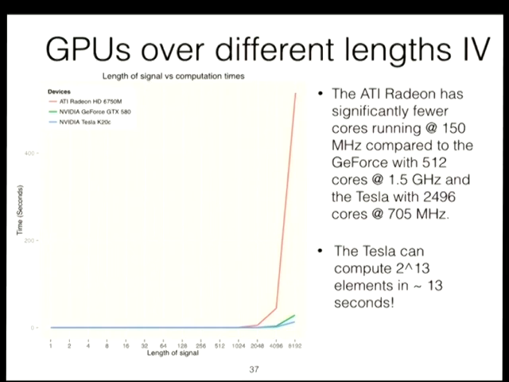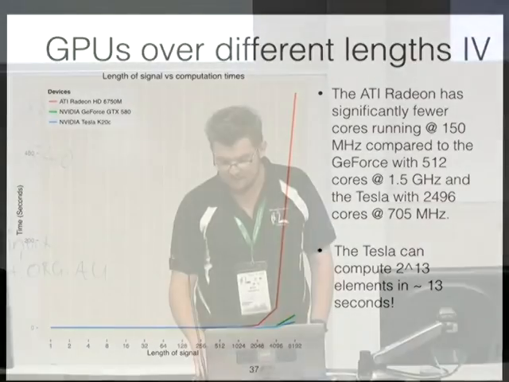And it's not surprising. I mean, this Radeon card is a mobile processor, and it's only operating at 150 megahertz compared to 1.5 gigahertz of the gaming card, and 705 megahertz of the Tesla card, but it has twice as many cores.